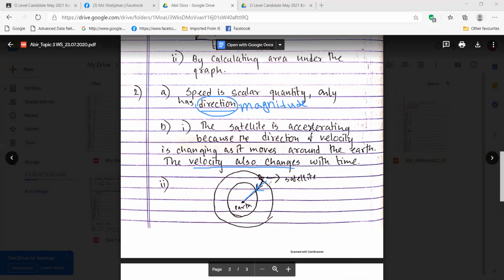Working towards the center of the circle, a straight line you will draw directly from here, not two, a straight line. Okay, sir. So is it clear? Yes, sir. Now we are going to the next question.